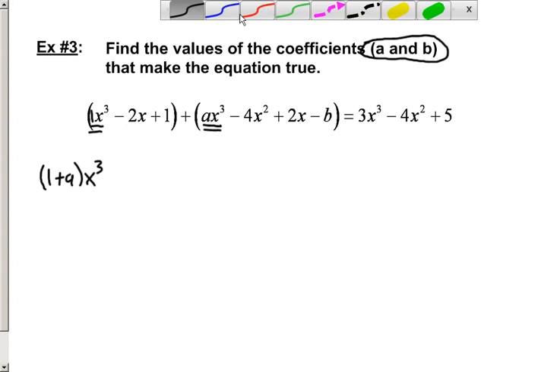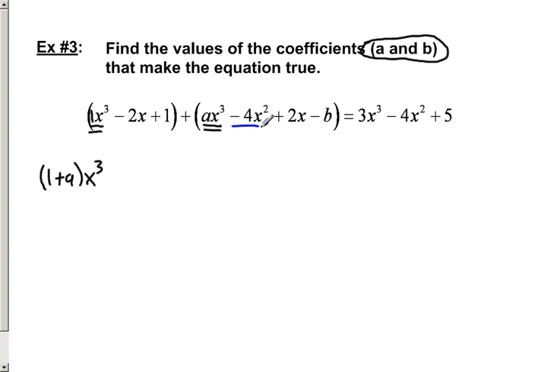The next term we see here, and there's only one of these, is the x squared term, negative 4x squared. There's only one, so we can leave it how it is, negative 4x squared.